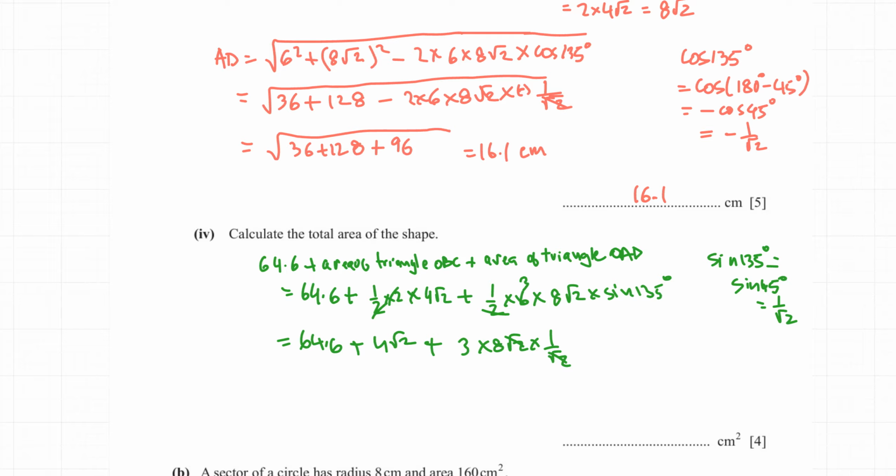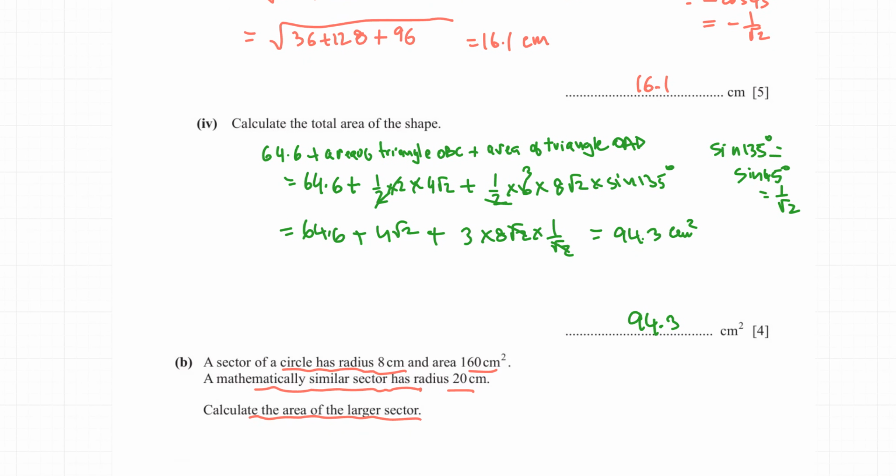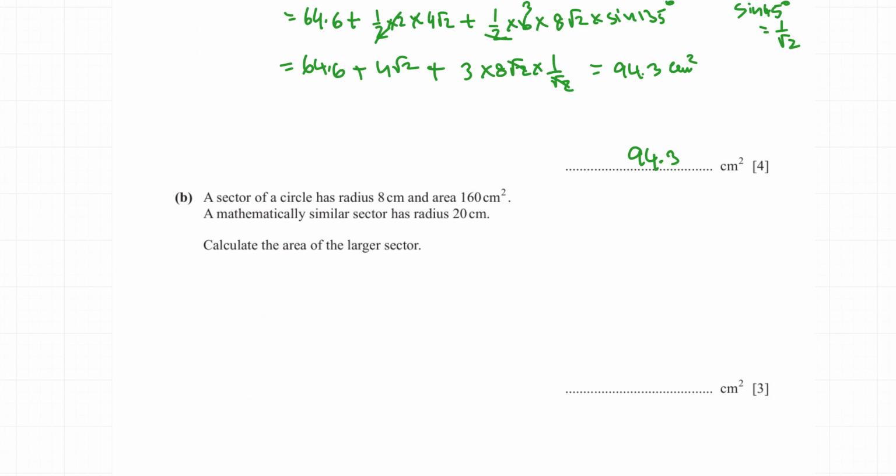So now I can add it all up. 64.6 plus 4 root 2 plus 24. So I get 94.256, so that's 94.3. So that is 94.3 centimeters squared. So I write 94.3. So that's the answer. So then I need to work out part B, the final bit here.